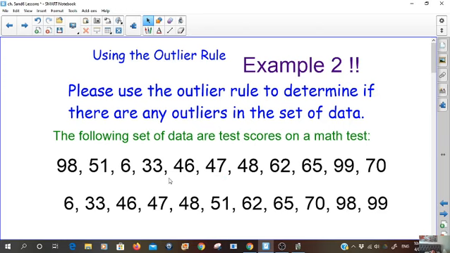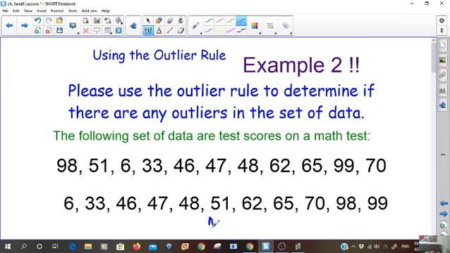Cool. Okay, so then, after you put them in order least to greatest, you want to find the minimum. There it is, 6. Maximum, 99. The median: 1, 2, 3, 4, 5, 6, 7, 8, 9, 10, 11. So you're guessing it's 51. Let's see. 1, 2, 3, 4, 5. 1, 2, 3, 4, 5. Median's 51.